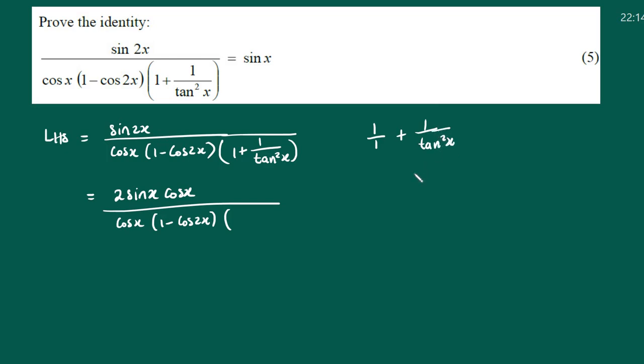Now here, good people, do not be too quick. You can, but don't be too quick to change the tan squared x into sine over cos, because you need to deal with it first, maybe. Or maybe you can actually do it. In fact, let's just do it. Let's write that as 1 over sine squared x over cos squared x.